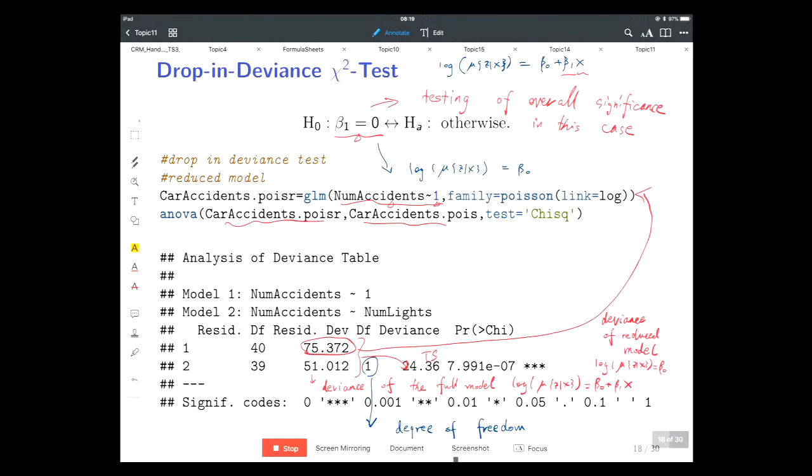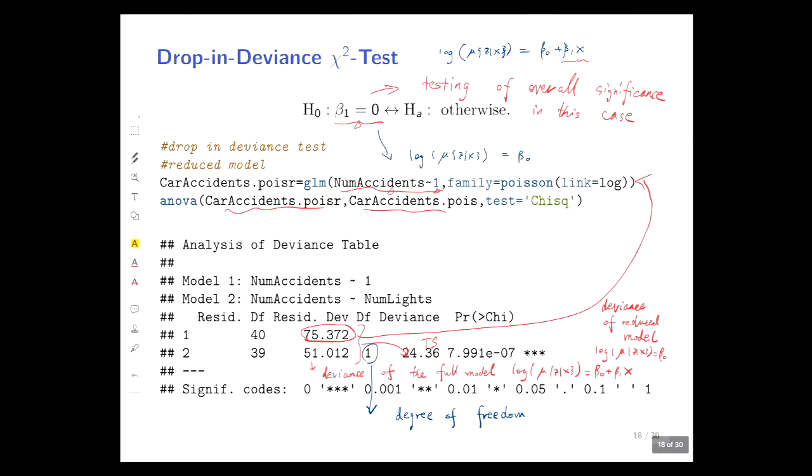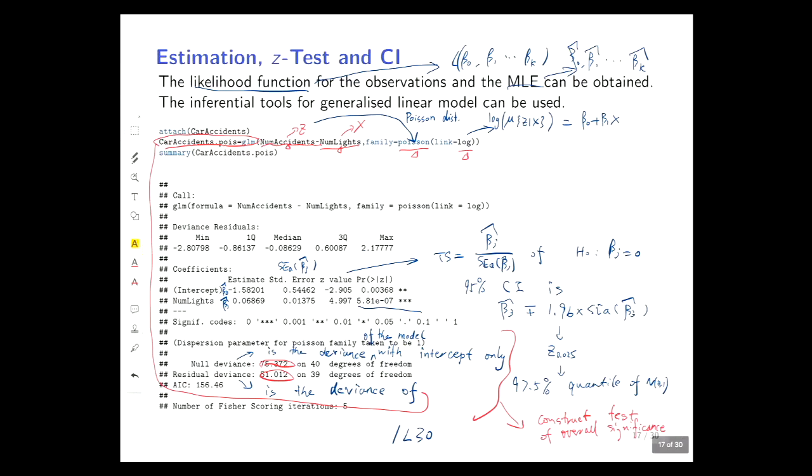And then let's go back to our case. In our case, we consider only one explanatory variable, this one and only explanatory variable x, which is the number of traffic lights.